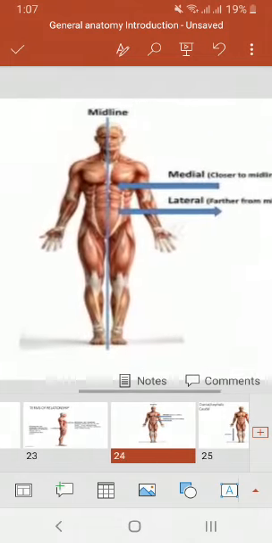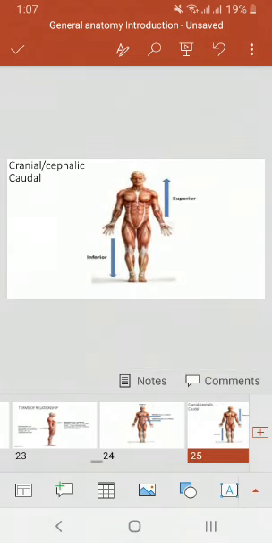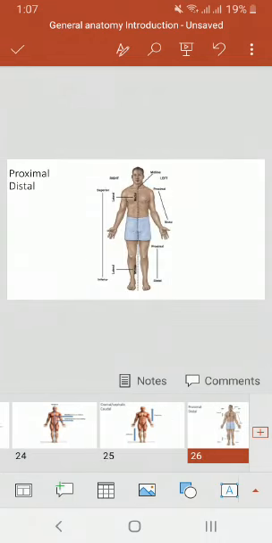Then there is a midline plane. Anything which is close to the midline plane is medial, and which is farther from the midline plane is lateral. Okay. Then there is cephalic or caudal. Anything which is towards the superior surface of the body, that is towards the head of the body, is superior, and anything which is towards the feet of the body is inferior or caudal.